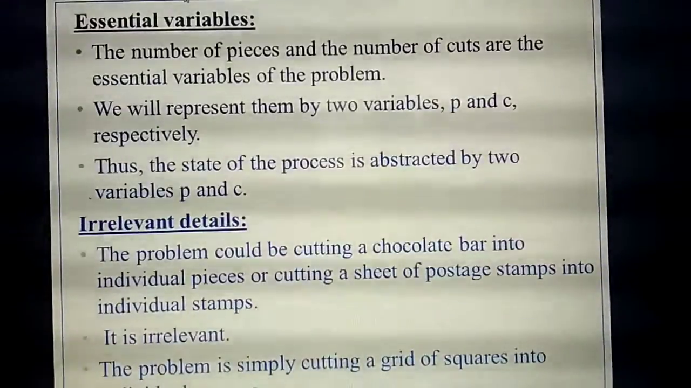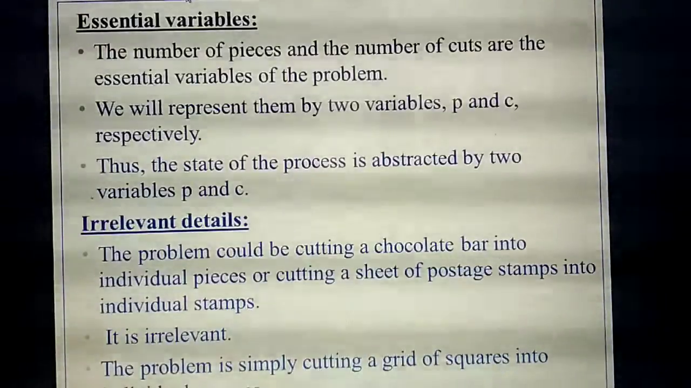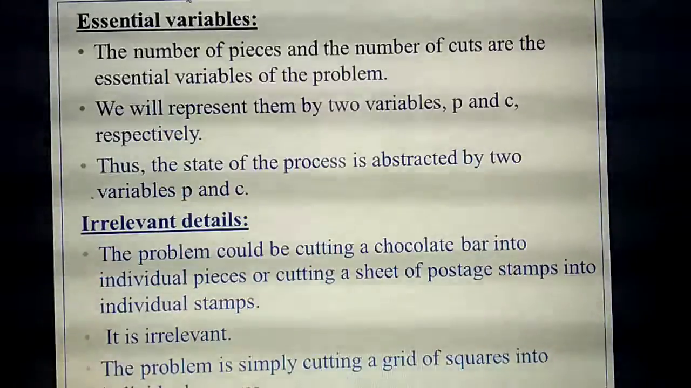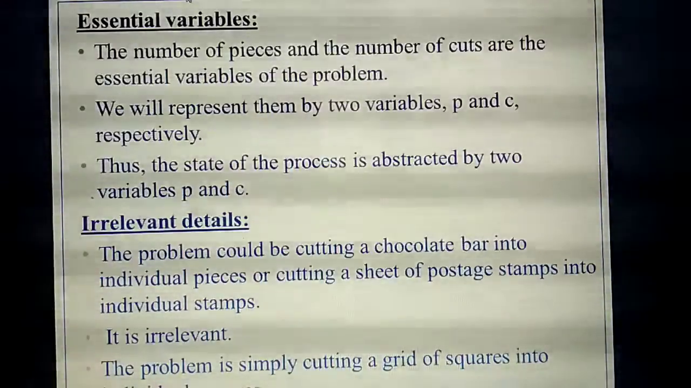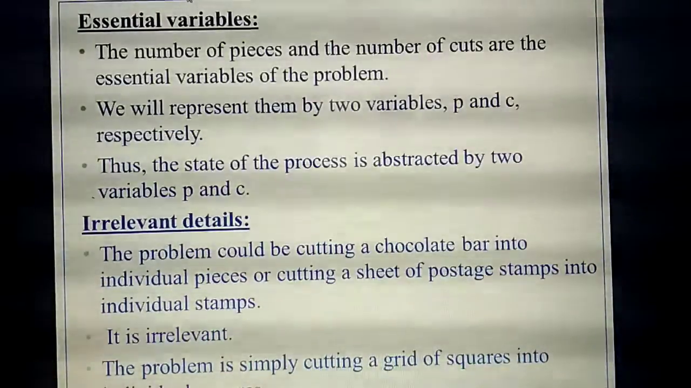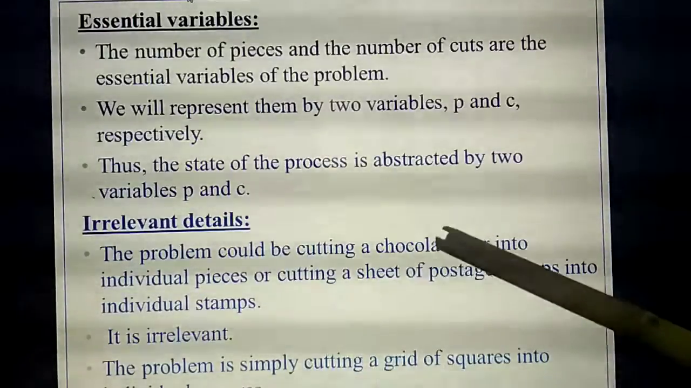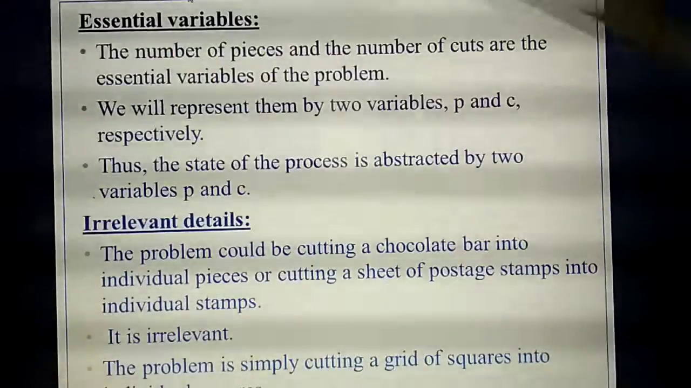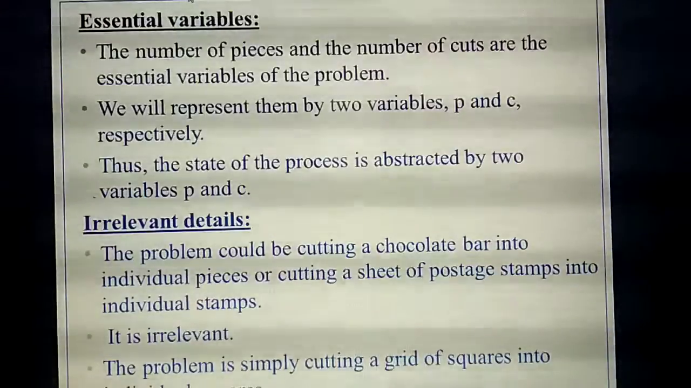So what are the irrelevant details in the problem? They are giving one rectangular chocolate bar, isn't it? Likewise we can take a piece of cake. A cake you can cut into small individual pieces. Otherwise you can take postage stamps as an example. So what's the problem? The problem is to cut a chocolate bar into small pieces, or to cut the stamps into small pieces. So that's the problem.